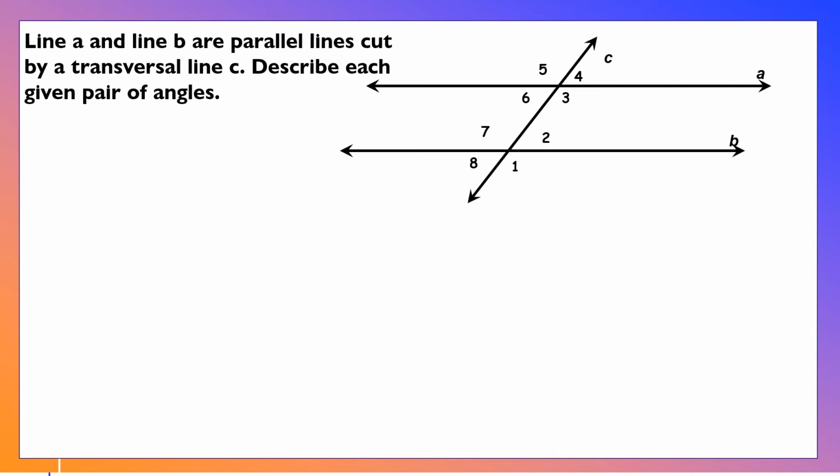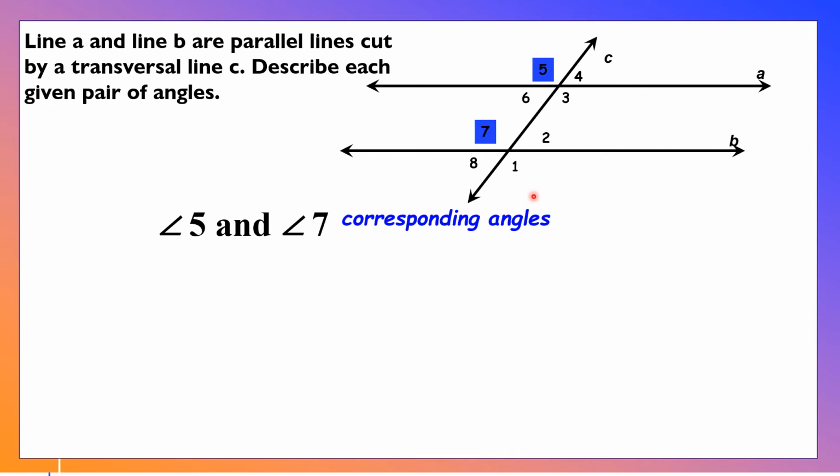Let us describe each given pair of angles. Line A and line B are parallel lines cut by a transversal, line C. Number 1, angle 5 and angle 7. Angle 5 and angle 7 are corresponding angles. Corresponding sila kasi they are non-adjacent angles, one interior angle and one exterior angle on the same side of a transversal.